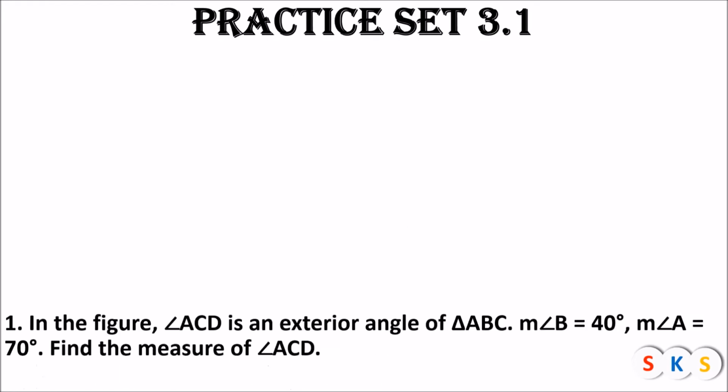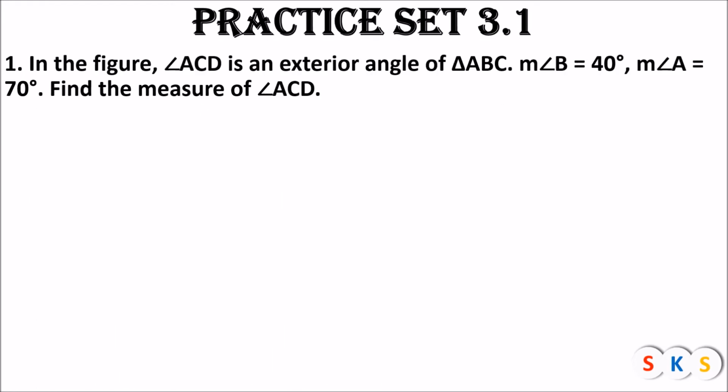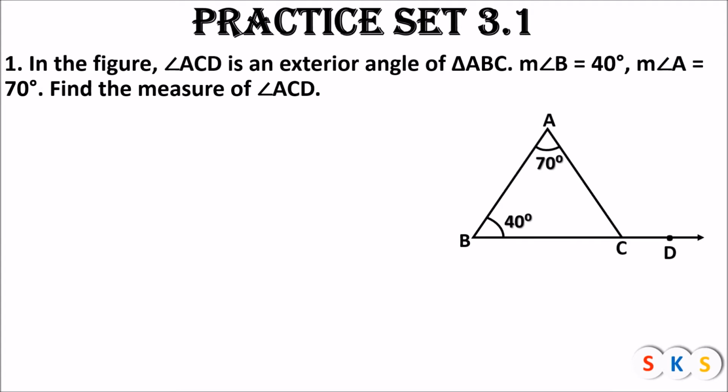Practice set 3.1. Here we have question number 1. In the figure, angle ACD is an exterior angle of triangle ABC. Measure of angle B equals 40 degrees. Measure of angle A equals 70 degrees. Find the measure of angle ACD. Let's see the solution of this question.